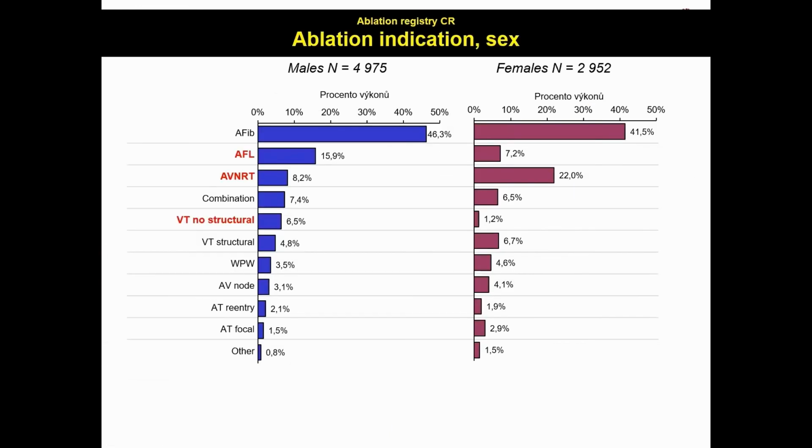Are there any gender differences? Yes, there are. We are doing more ablations in the male population for atrial flutter: 16%, only 7% in the female population. VT or PVC without structural heart disease is 7% versus 1%. But the opposite is true for AVNRT, which is done almost 3 times more in the female population.